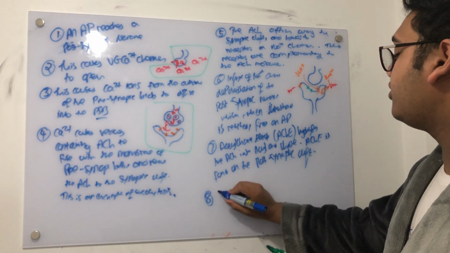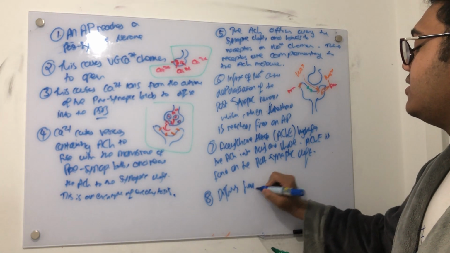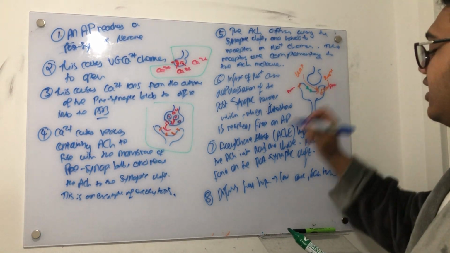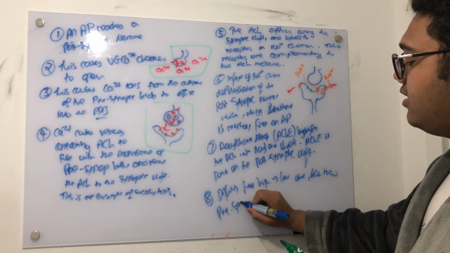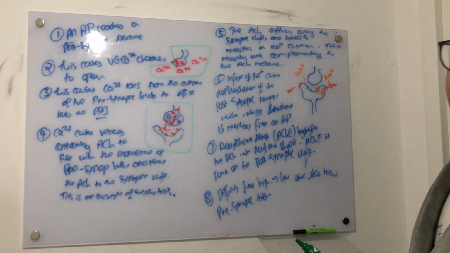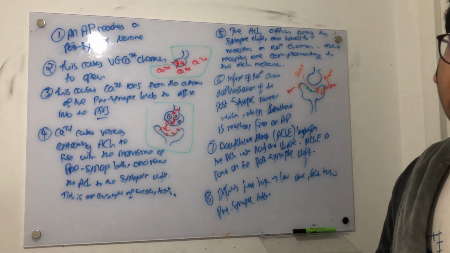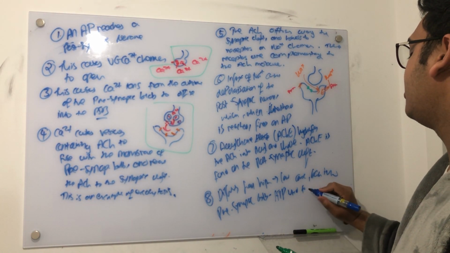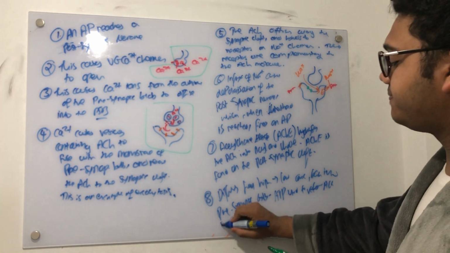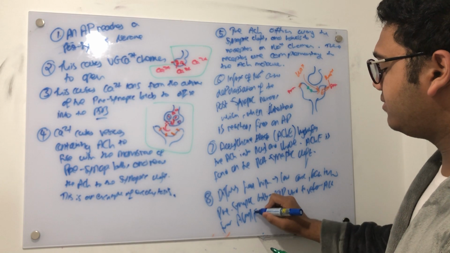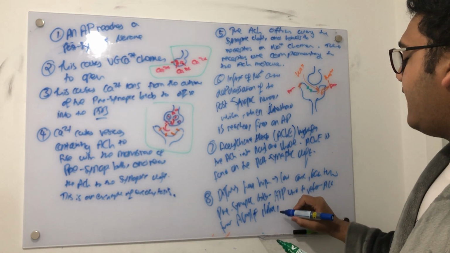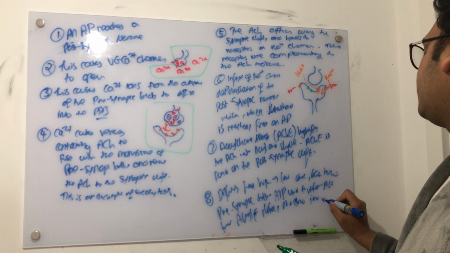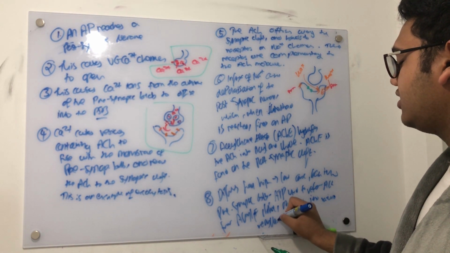The final point is that it diffuses from high to low concentration back into the presynaptic bulb. And here we use ATP to reform the acetylcholine from acetyl and choline. Now we can say ATP used to reform ACH from acetyl plus choline, and then stored in those vesicles. Vesicles, recycled. Can be used over and over again.